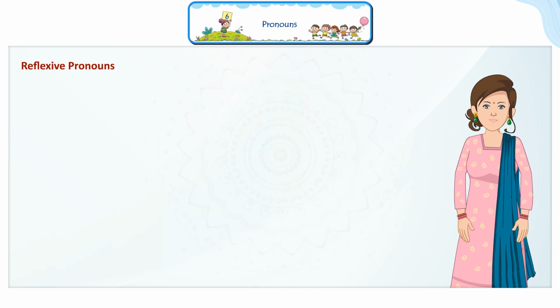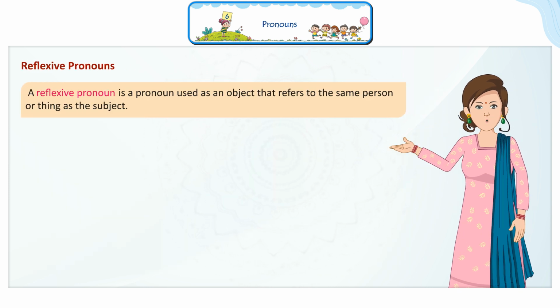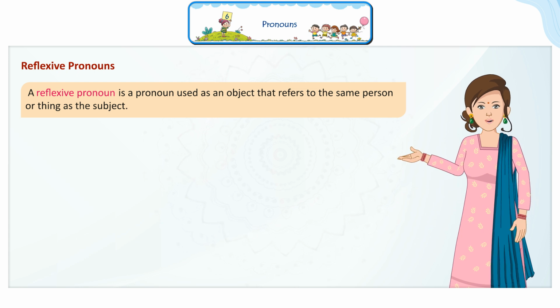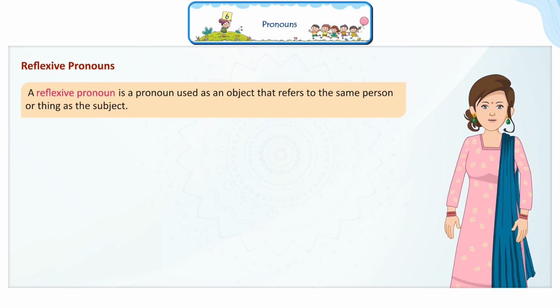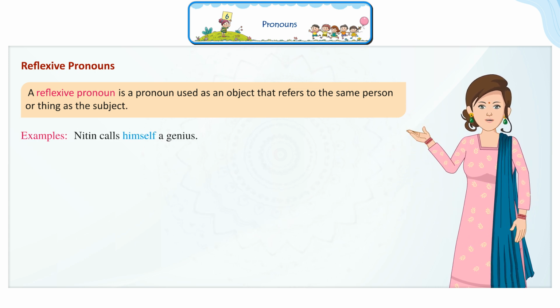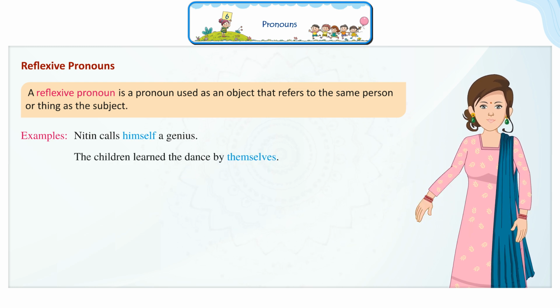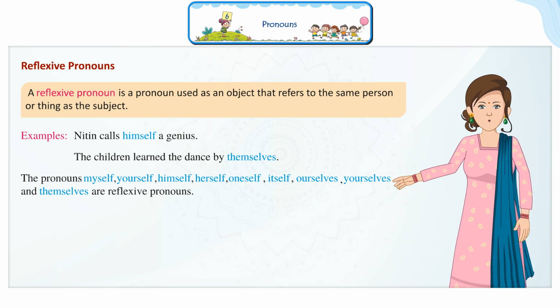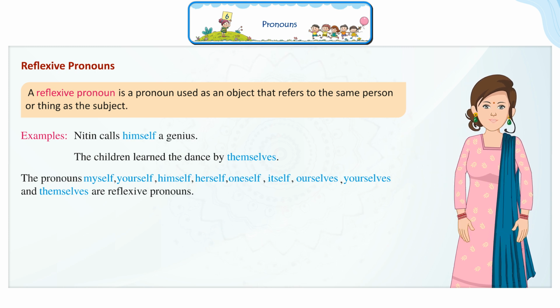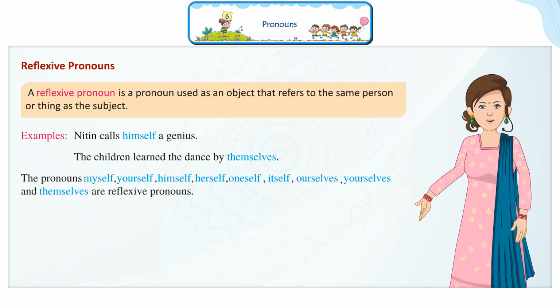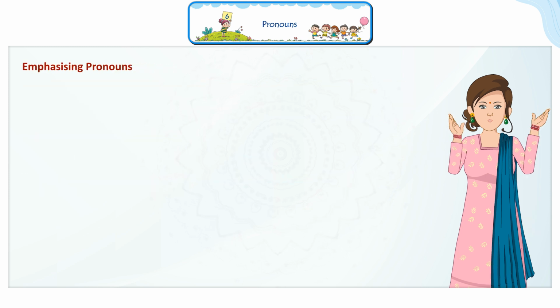Reflexive pronouns. A reflexive pronoun is a pronoun used as an object that refers to the same person or thing as the subject. Examples: Nitin calls himself a genius. The children learned the dance by themselves. The pronouns myself, yourself, himself, herself, oneself, itself, ourselves, yourselves, and themselves are reflexive pronouns.